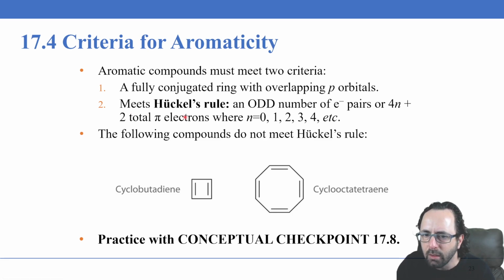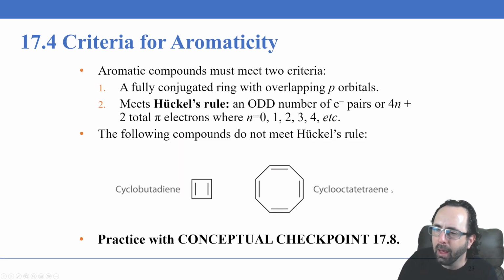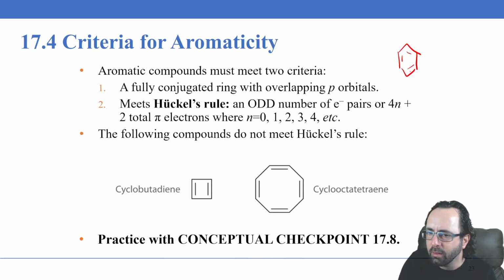So the second condition is it has to meet the so-called Hückel's rule, and that is that an odd number of electron pairs, or 4n plus 2 total pi electrons, are present. What we can see here is if we have a benzene ring like this, we have 6 unhybridized p orbitals. This is going to give us 6 electrons, or 3 electron pairs. And so that will meet Hückel's rule.